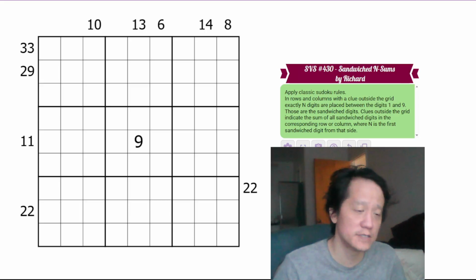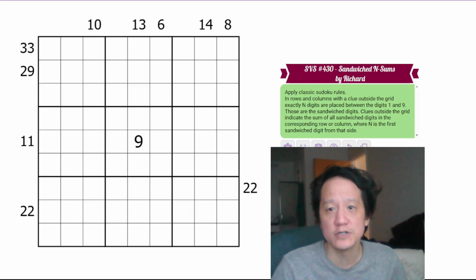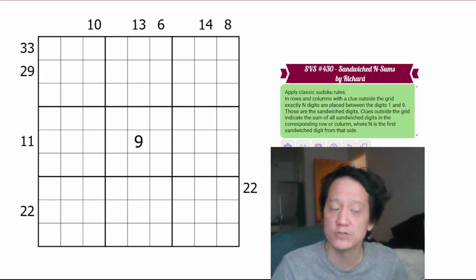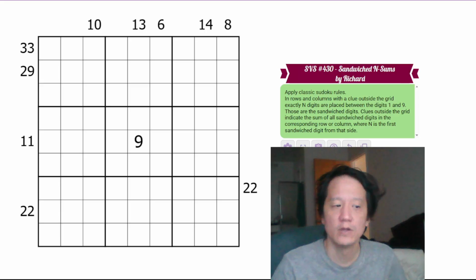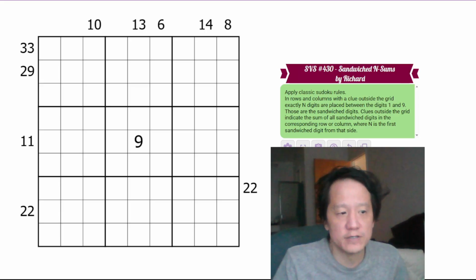And take that easiness with a grain of salt because it's considered easy by the people on the Logic Masters Germany forum, and there's a lot of really smart people there. Today's puzzle is SVS number 430, and it's Sandwich and Sums, and it's by Richard.